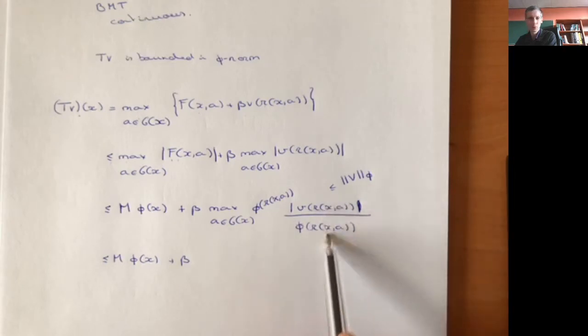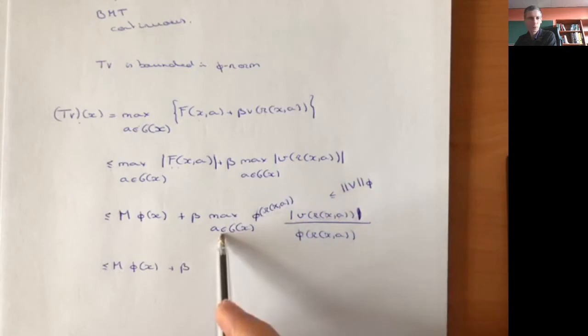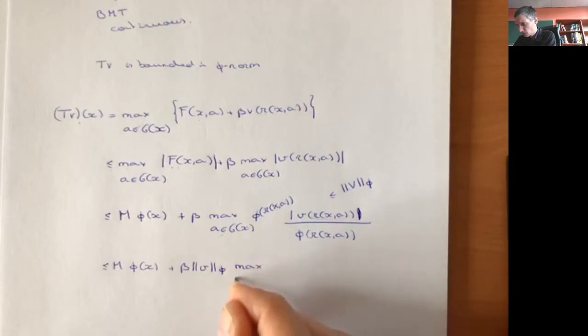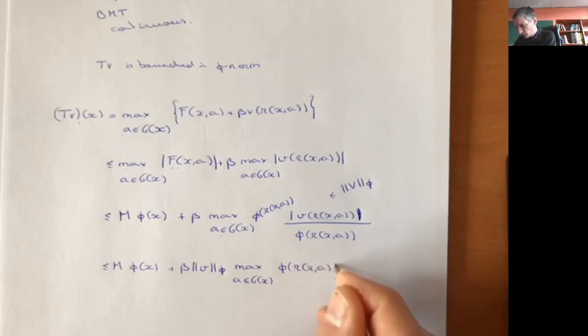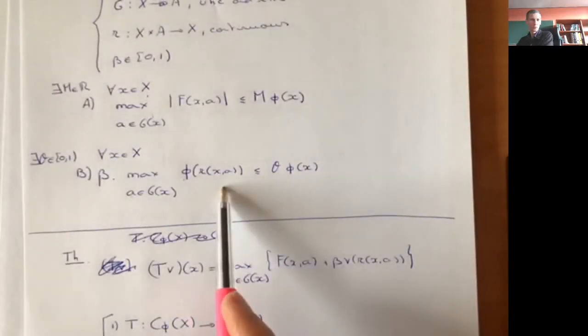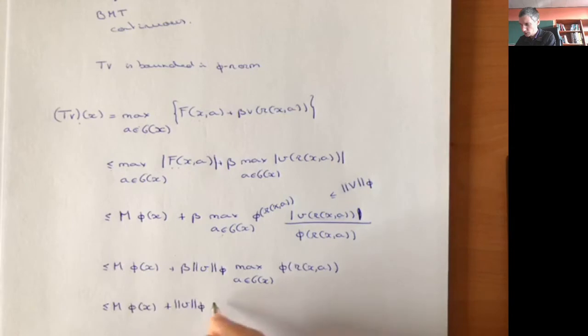If I take the supremum over all possible states of this ratio, I get the norm here. I can put this in front of the maximization because it doesn't depend on a anymore. So this is the phi norm of v, and then I have the maximum over a in g of x of phi of r x a. Now I use my condition B to show that this is less or equal to m times phi of x plus the phi norm of v, then beta times this is less or equal to theta of phi of x.